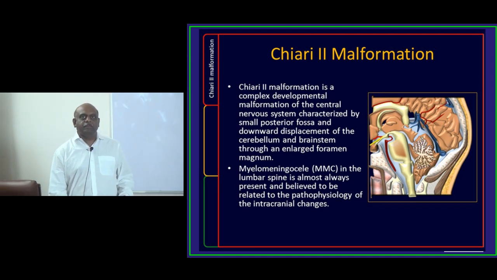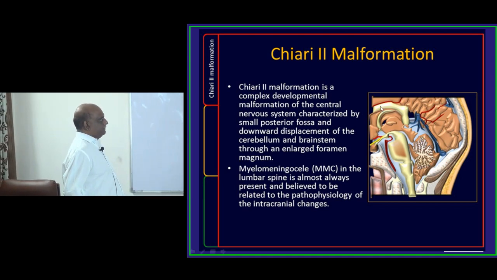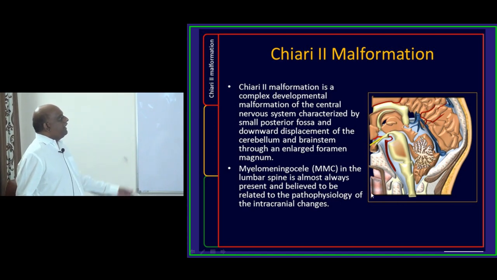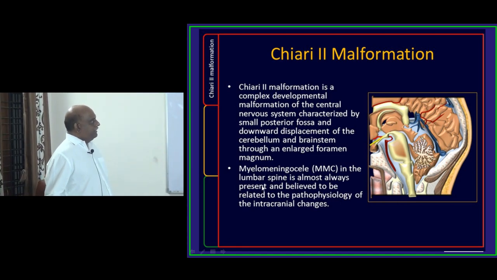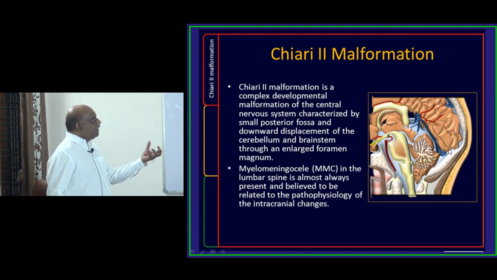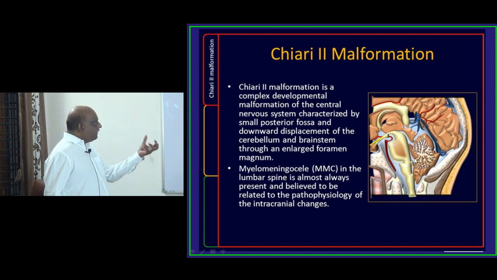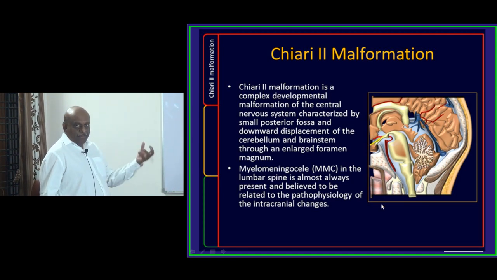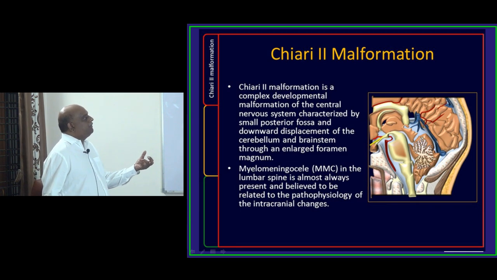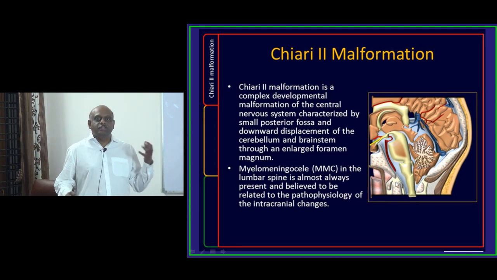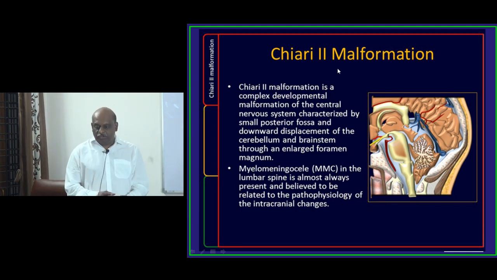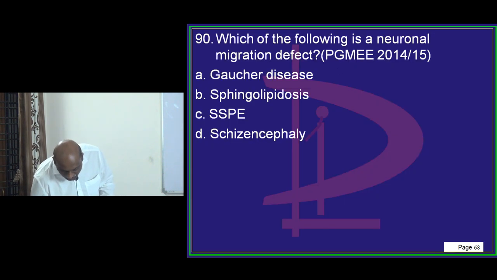So this is another example of Chiari type 2 malformation. Additionally, they also have a myelomeningocele, and there is a small posterior fossa, with downward displacement of the cerebellum and the brainstem through the enlarged foramen magnum. This is the typical combination called Chiari type 2 malformation, which is what you need to remember.